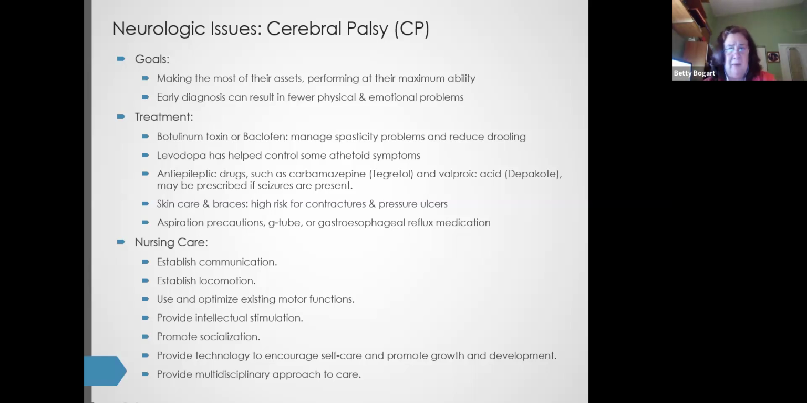Now, keeping their muscles in a functional position is important. So braces are put on, and all the stretching and therapies do help. And because their muscles don't work and they're tight and tense, one of the biggest things we worry about is aspiration and reflux. So that's why we use the botulism toxin and levodopa, carbidopa, to try to help them. As I said, nursing care is a big thing. Establish a way they can communicate.